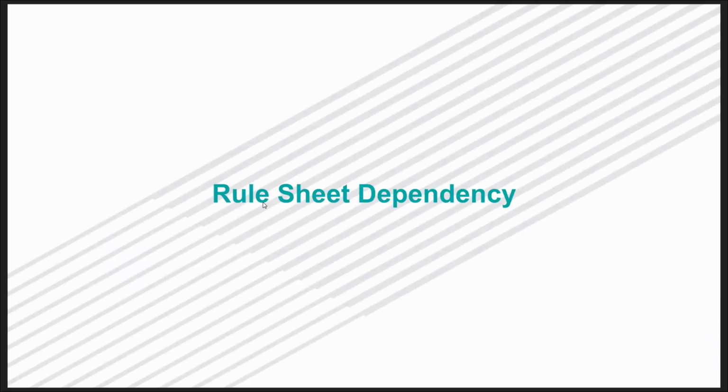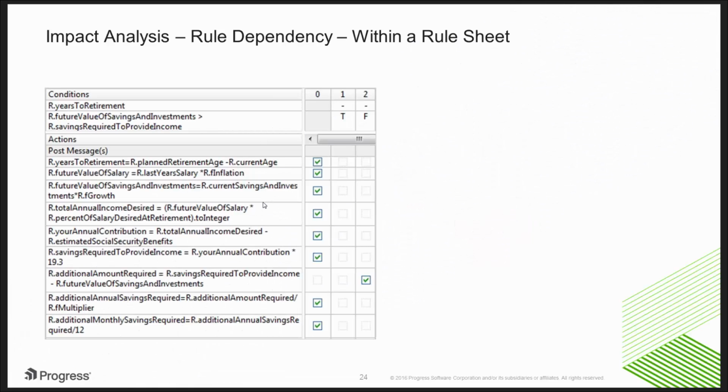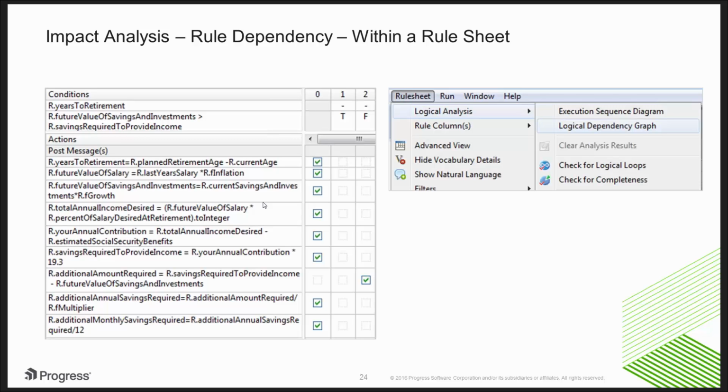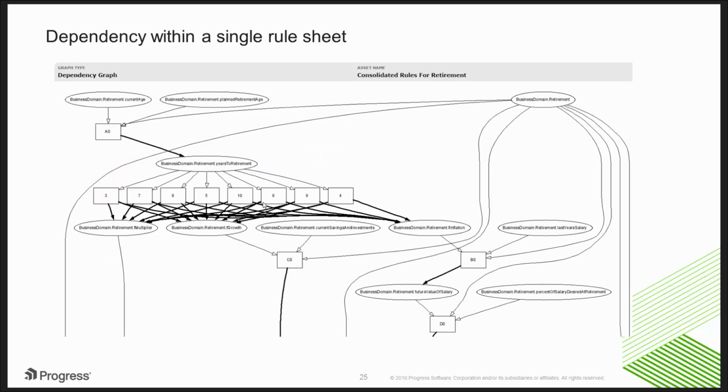Second aspect is rule sheet dependency. Now, we've always had the ability to do rule dependency within a rule sheet. I'm sure most of you have used this function. There are two options. There's an execution sequence diagram and a logical dependency diagram. And those operate on the content of a single rule sheet. And they produce a diagram, something like this. They can get quite complicated too.